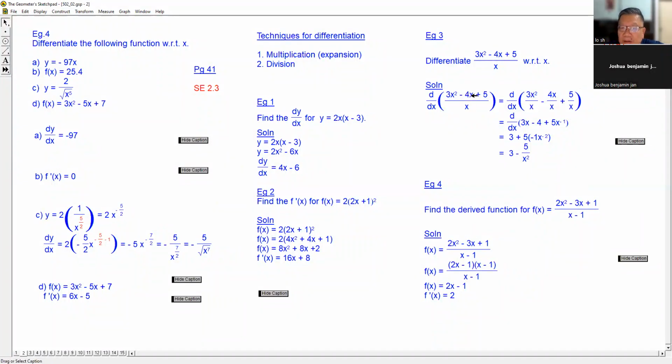If there is a quotient, a division of two different functions, one at the top, one at the bottom, you still do the same thing. You break them up into one term by one term, like this, right? 1, 2, 3. Then you differentiate one by one.